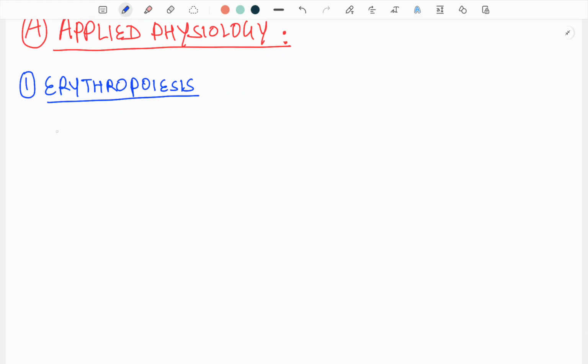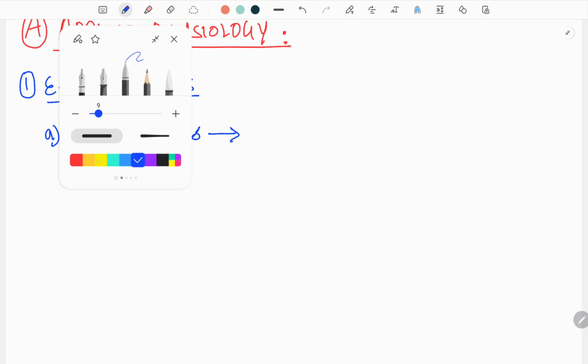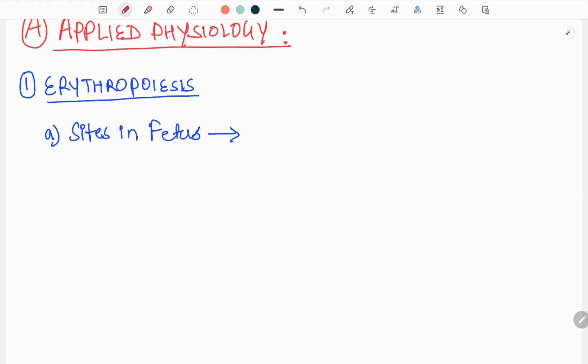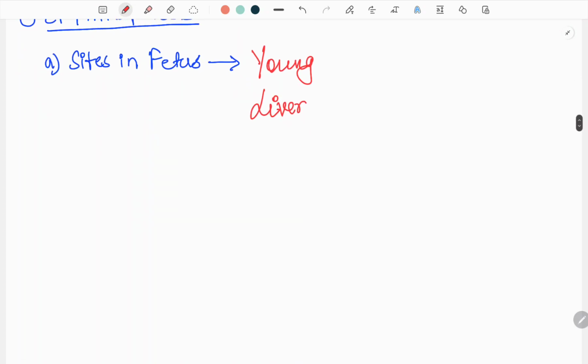So what are the sites? Sites in the fetus. This can be remembered by a very important mnemonic, that is: young liver synthesizes blood. And the first letter of each word stands for the sites.